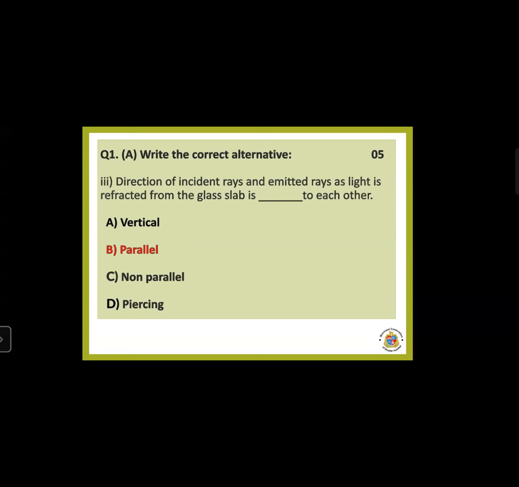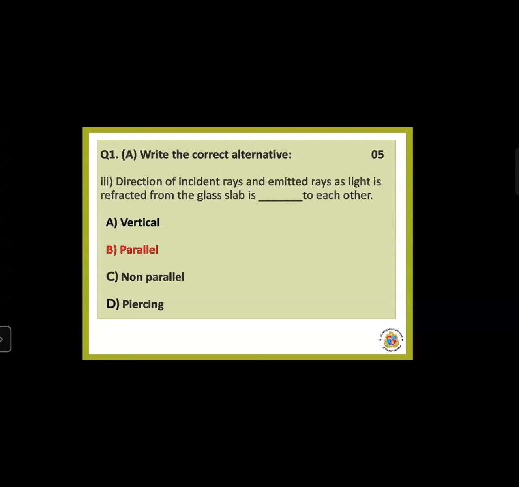Now when the incident rays are incident on the glass slab, from the rare medium to the denser medium, the ray refracts toward the normal. But when the light rays pass from the denser medium to the rare medium, they are refracted away from the normal. First, rare to denser, the refracted ray bends toward the normal, and denser to rare, the refracted ray bends away from the normal.